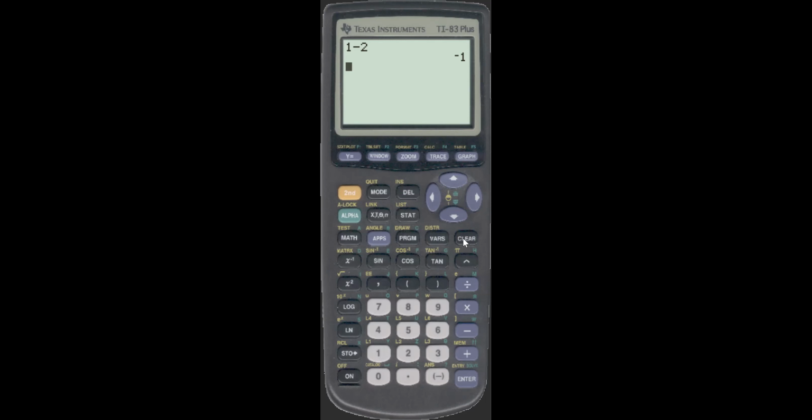Okay, so let's talk about some other things here. Let's say, because we've had a lot of problems where you've had to find like 15 squared, right? There's the square button. Do you see that? Now here's what also works. 15, and you probably heard me say caret a bunch of times. There's the caret button, to the power of 2. Okay.